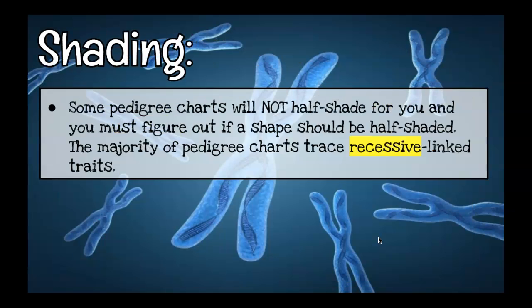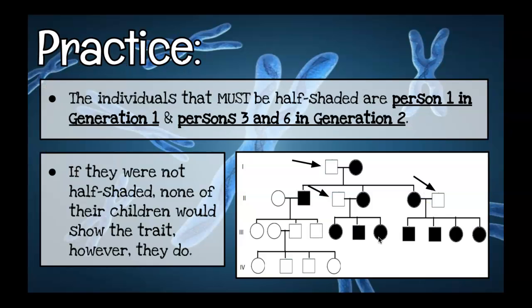So with shading, some pedigree charts will half shade for you and let you know who's carriers, but the majority of pedigree charts are not going to half shade for you, and you have to figure out if that shape should be half shaded or not. Okay? A good thing to remember is that the majority of pedigree charts are tracking recessive traits, so that's something to keep in mind. So let's practice.